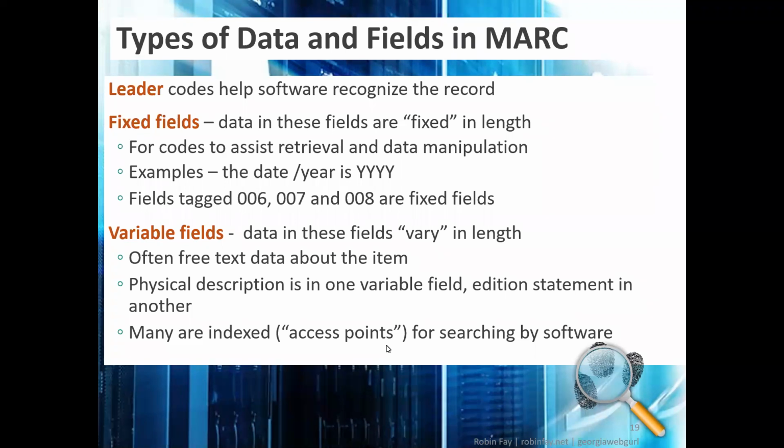So the leader is at the top of a MARC record, and depending on what kind of system you're using, you may or may not be able to see this information. So we're going to talk about what that is and look at it in just a minute. This leader code, as it's called, or codes, because there's multiples in there, helps the software to recognize the record and know what it is, to know more about it. This is very old programming style stuff.